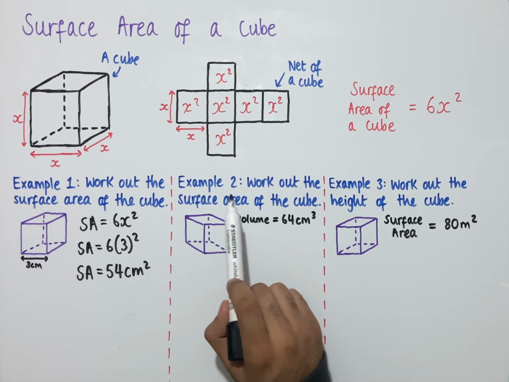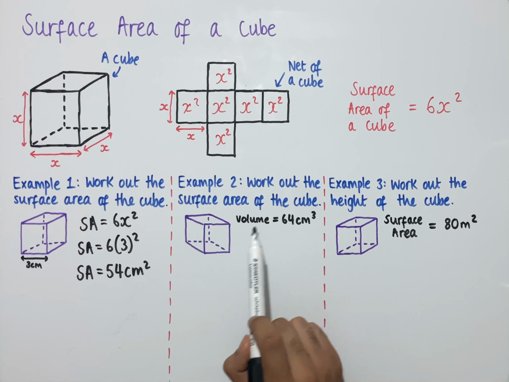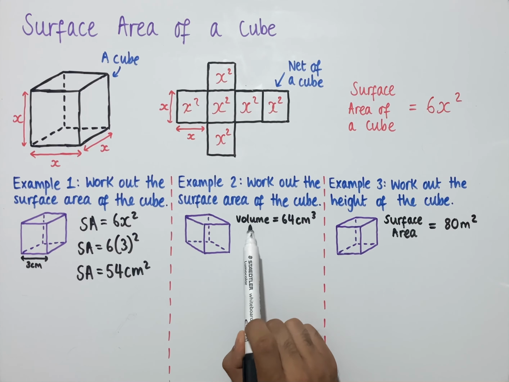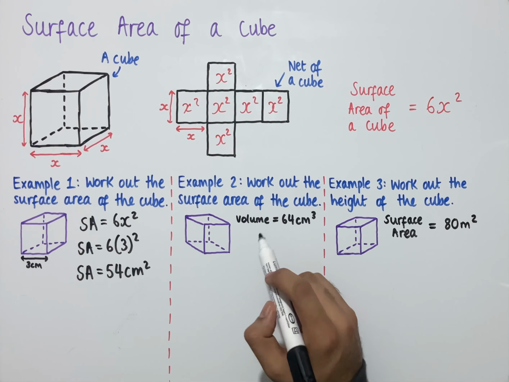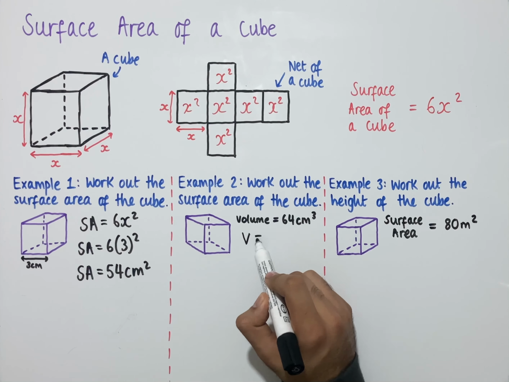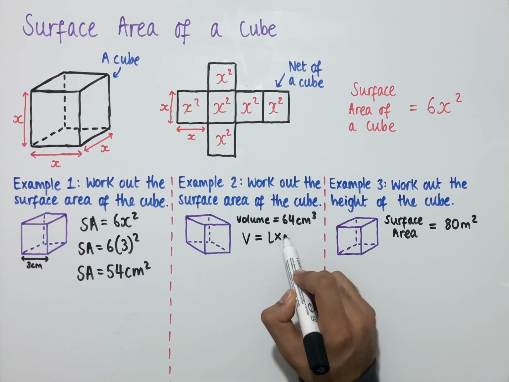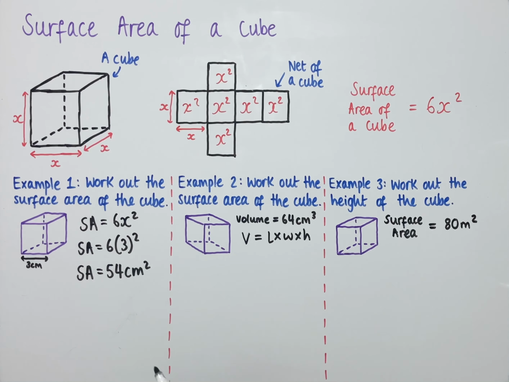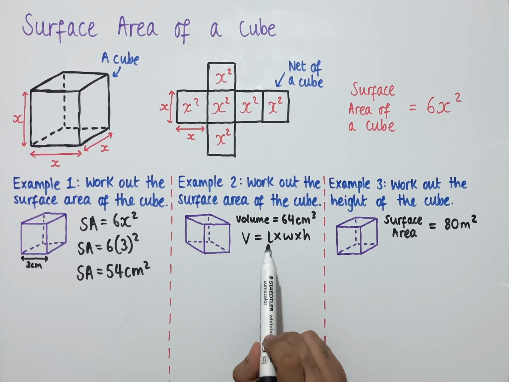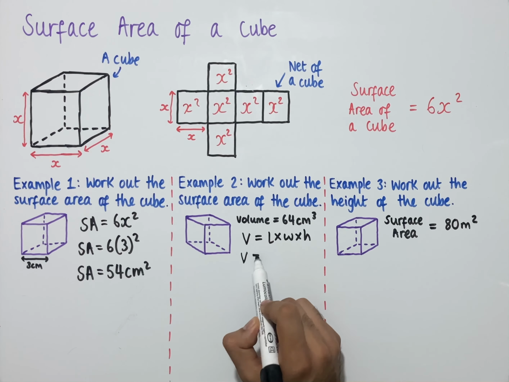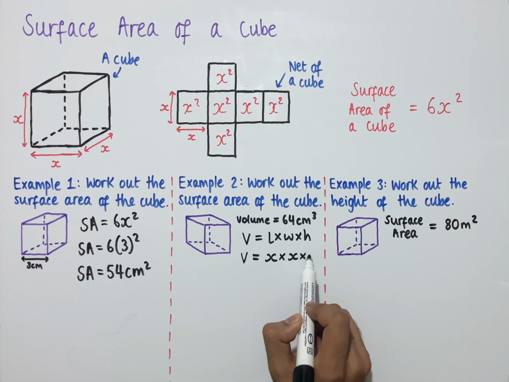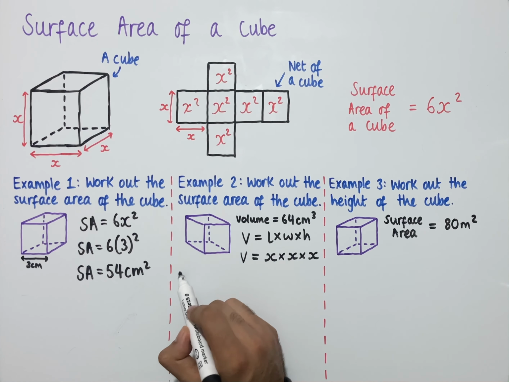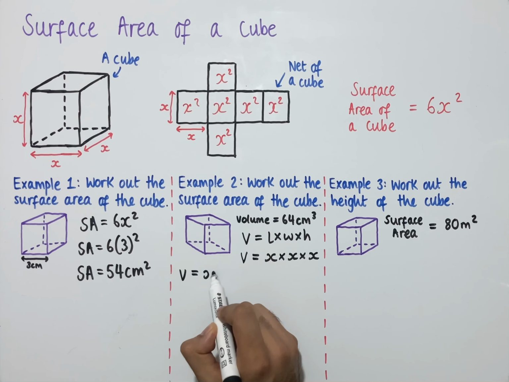The second example says to work out the surface area of the cube, where we have a cube with a volume of 64 centimeters cubed. Now the volume of a cube, we'll call it V, is equal to the length times the width times the height. And since in the case of a cube, the length, the width and the height are all the same, we can generalize this and say that the volume equals x times x times x. And so we can simplify this to give us that the volume equals x cubed.